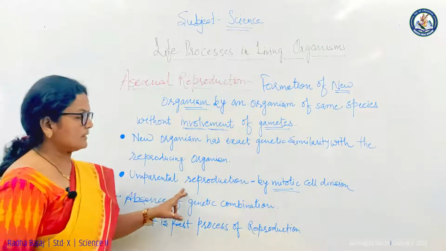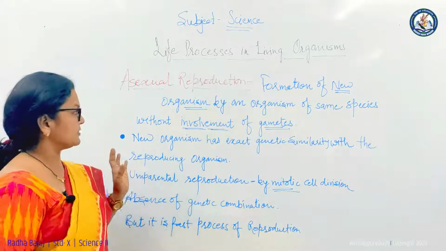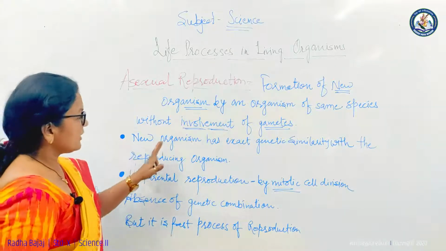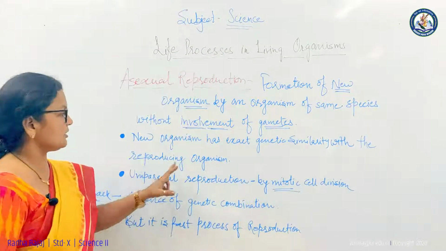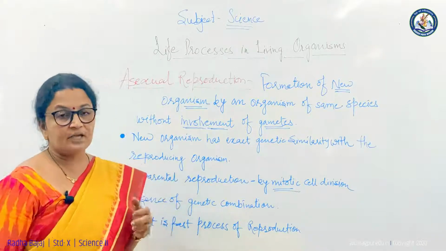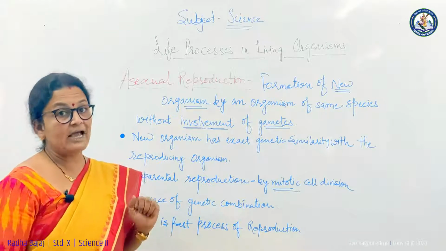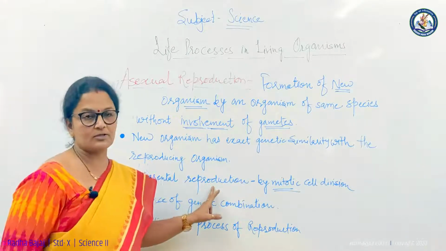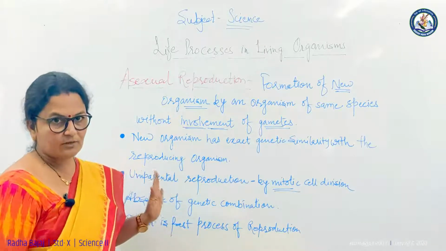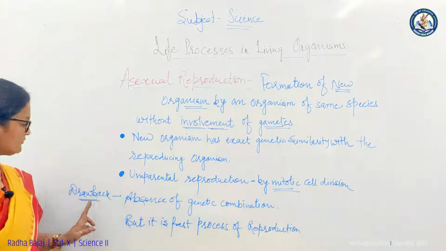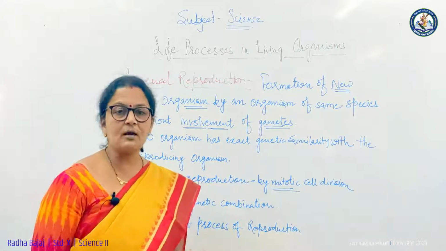It is a uniparental reproduction, meaning a single parent takes part in asexual reproduction. Now the new organism has exact genetic similarities with the reproducing organism. मतलब जो पेरेंट्स है, they show all the characters which are shown by parents. There will be no new characters as it is a uniparental reproduction. As there is a single parent, all the characters are the same as those of the single parent. The drawback of this reproduction is absence of genetic combination, as there is a single parent.